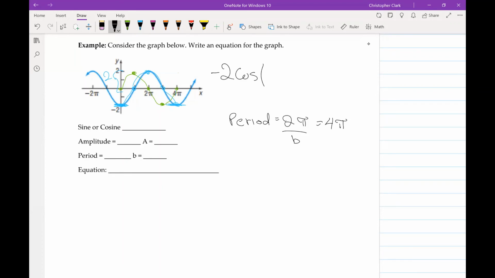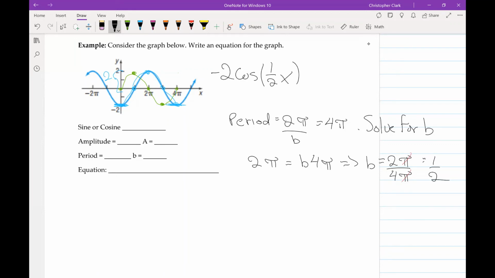Well, I can solve for b. I'm going to write this right here, solve for b. So I'm going to multiply across, I get 2 pi equals b times 4 pi, and then I'm going to divide both sides by 4 pi, giving me b equals 2 pi over 4 pi. My pi's are gone, and I'm left with 2 over 4, which is 1/2. So I get 1/2 x. Now this is what we expect, right?